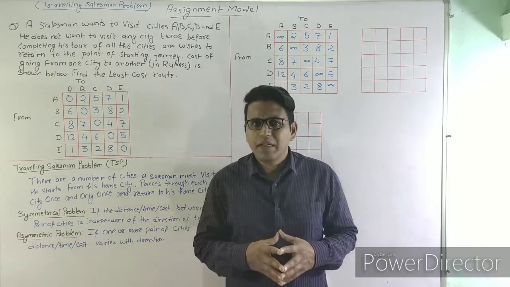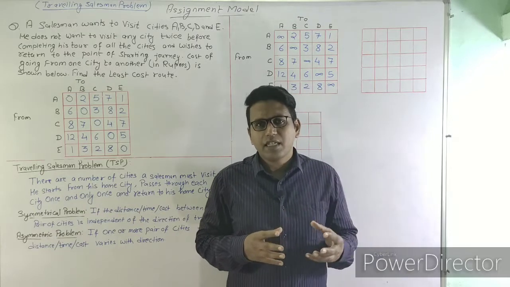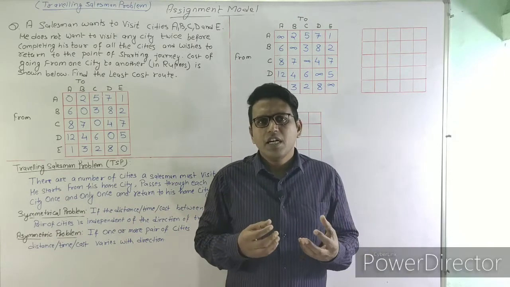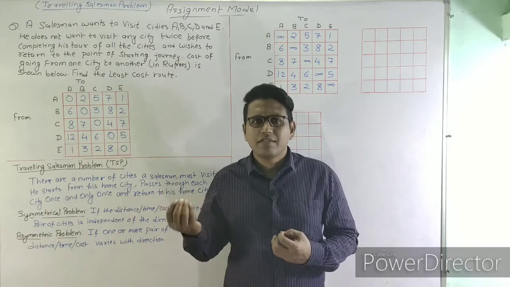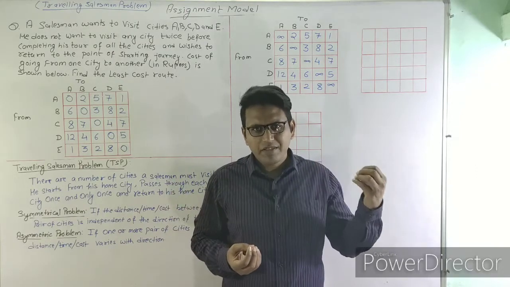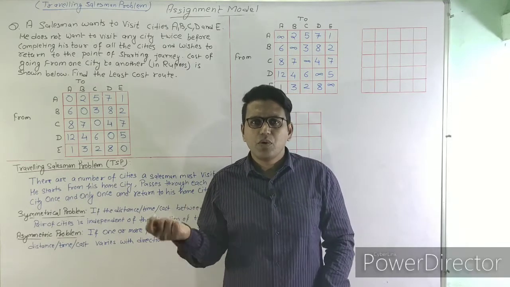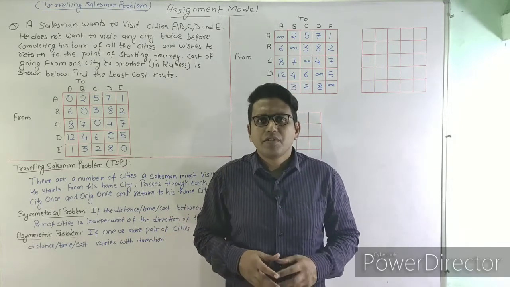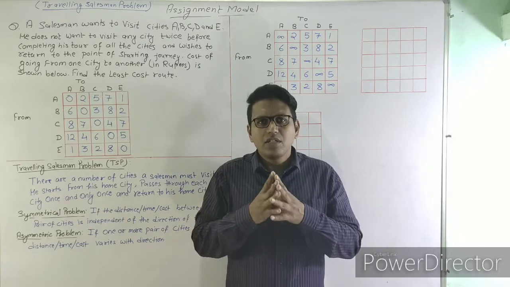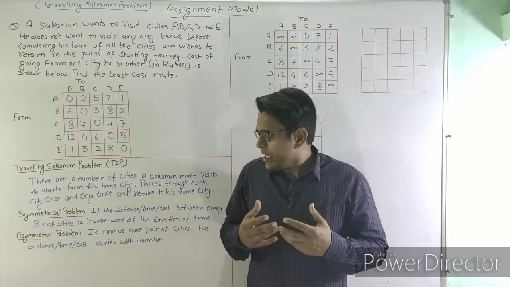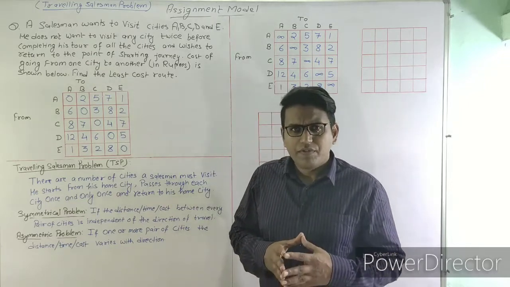So for a salesman, he usually has a starting point, which may be his home city. Starting from there, he must visit all the cities, and he must visit each city only once, and after completing the tour he must return to the home city or the starting point. So these are the conditions for a traveling salesman problem.